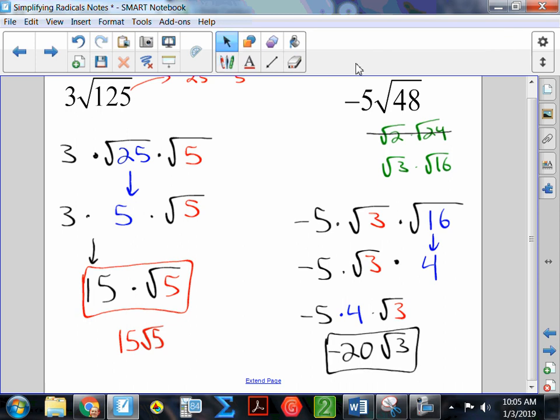So if there's an integer in front of a square root, the strategy is to still work with the square root the same way, and at the end of the problem, you'll need to multiply your simplified integer up front by the integer you started with, so negative 5 times 4.